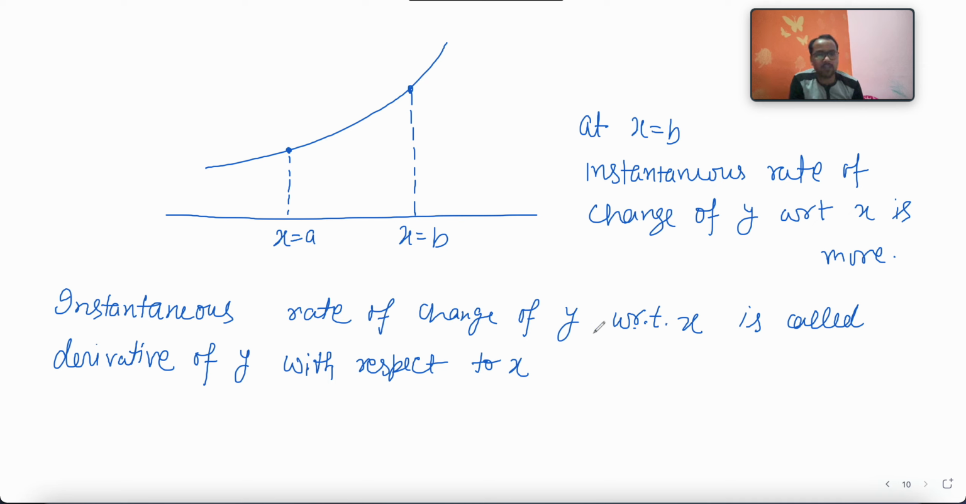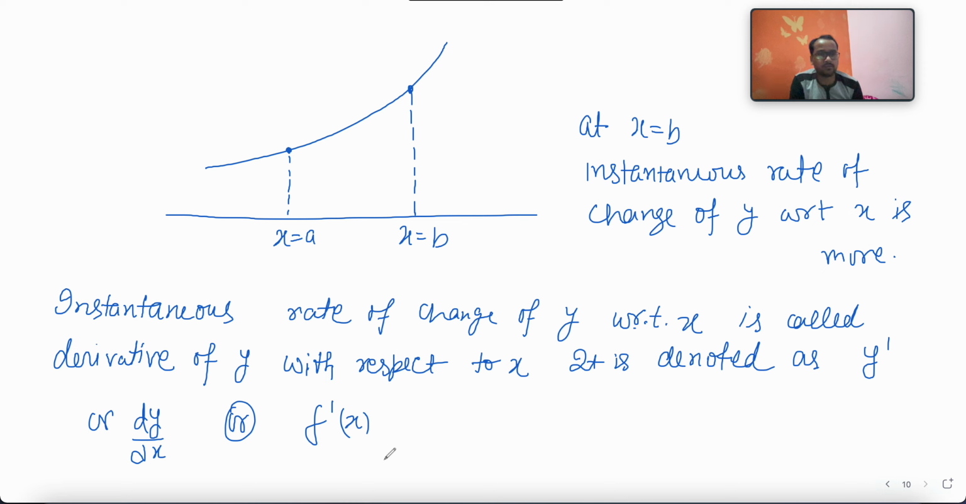So instantaneous rate of change of y with respect to x is called the derivative of y with respect to x, and it is denoted as y dash or dy by dx or f dash x, okay, or let's say d bracket y or y1. All these are the ways to write derivative of y with respect to x, or you can also write f1x. These are all same things.